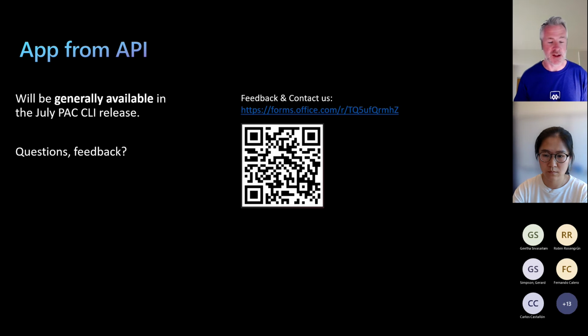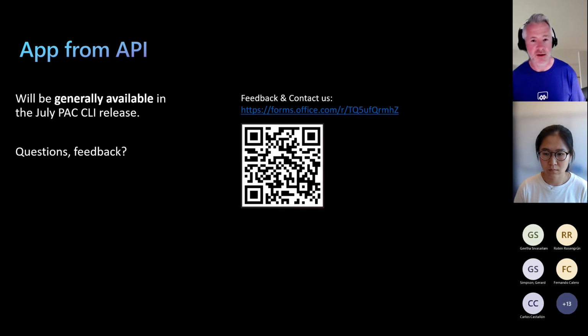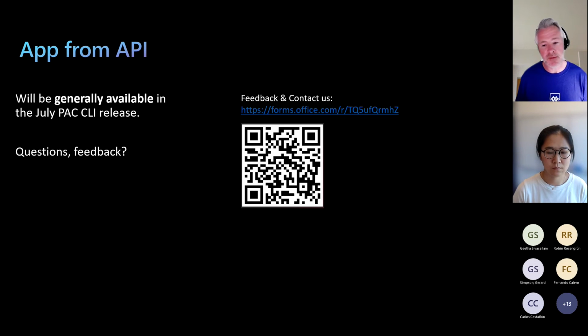This will be generally available in the July PAC CLI release. It's July now, so this should be coming in just a couple of weeks. It comes out with the rest of the PAC CLI, so it's on its way out presently. If you've got questions about it or any feedback, we'd love to hear it. I would also really be interested to hear if you've got any specific scenarios in mind where you envision using this. Learning about that kind of stuff always helps us build better products and understand your feedback better.